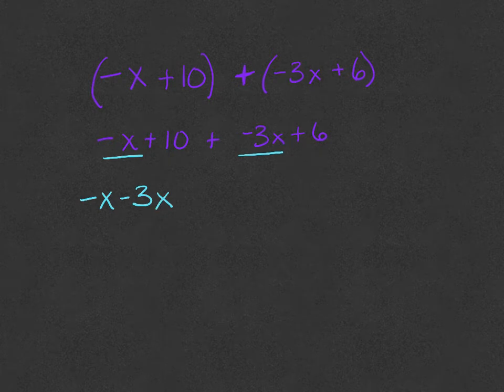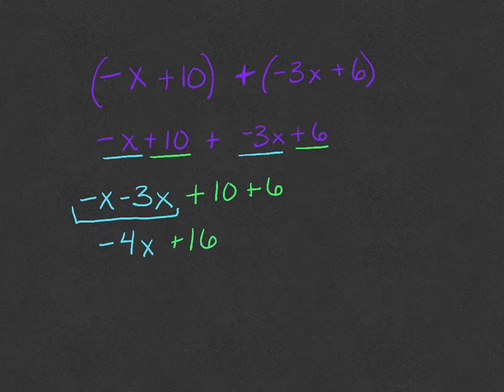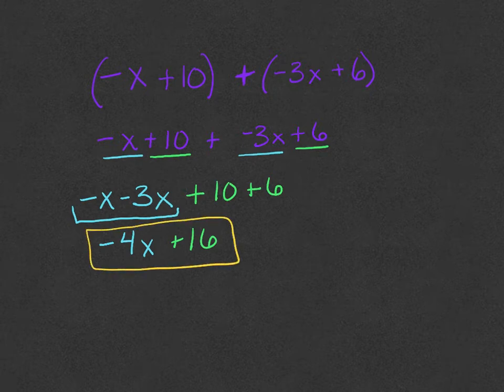And then my constants are my other like terms. So I have a positive 10 and a positive 6. So I have a plus 10 and a plus 6. So now I'm going to go ahead and combine my like terms. So I have negative x minus 3x, that would be negative 4x. And then you have 10 plus 6, so then I have 16. So that is my final answer, negative 4x plus 16. Let's go on to the next problem.